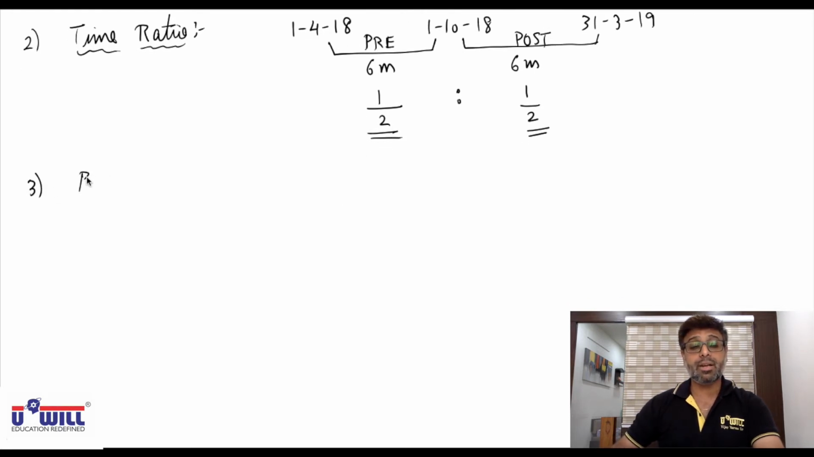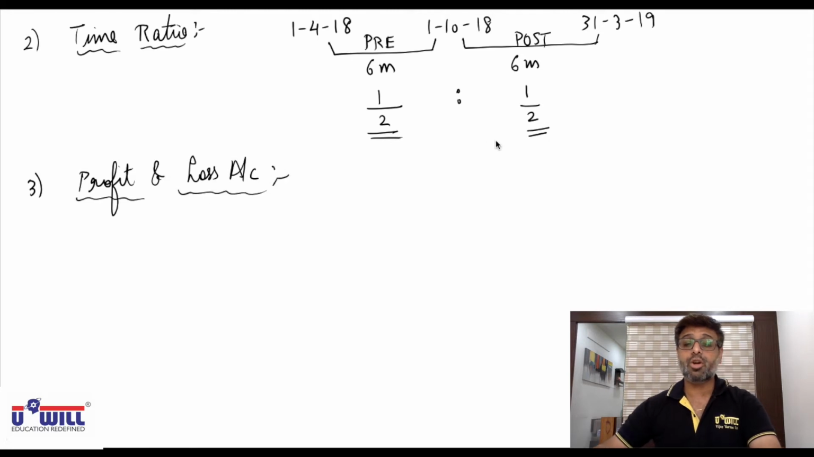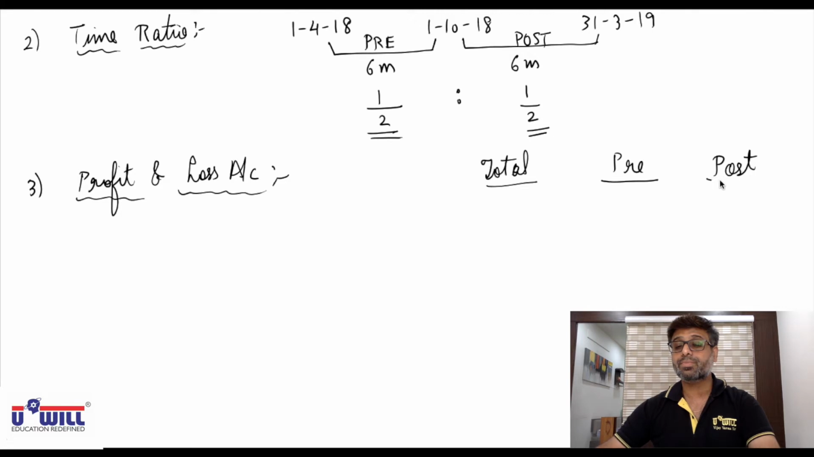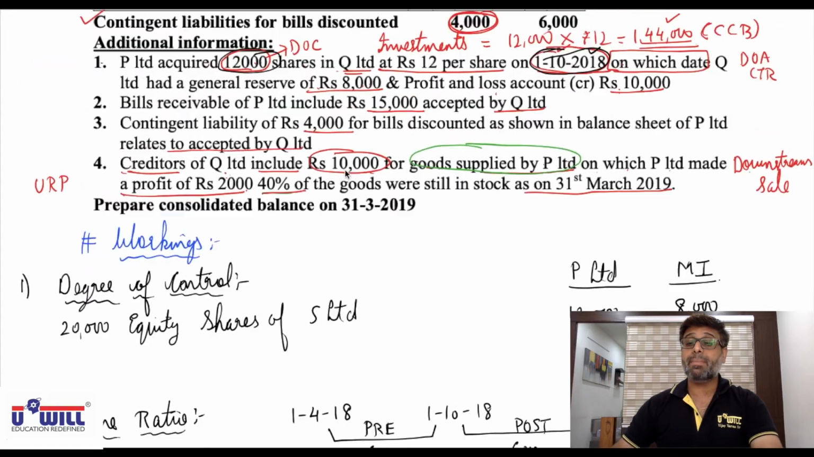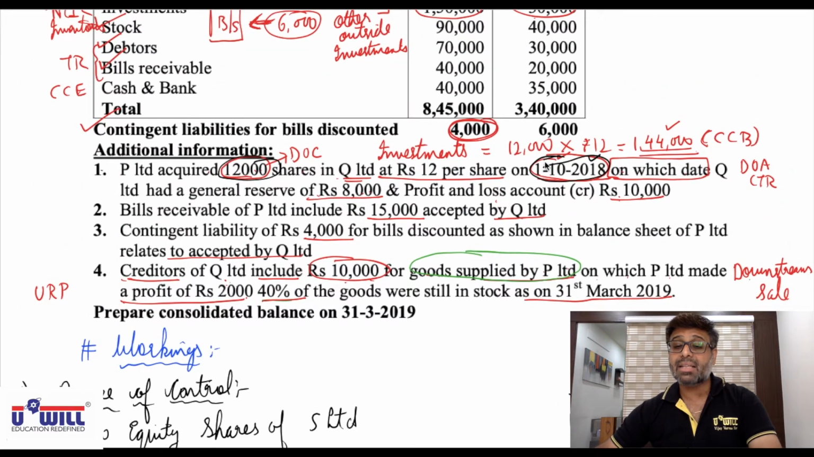Then third working, now this one is important. How will it change here? Understand it. Profit and loss account. The 3 columns we make are total, pre and post. Here we don't have an opening balance. Here we have the balance on 1/10/18.